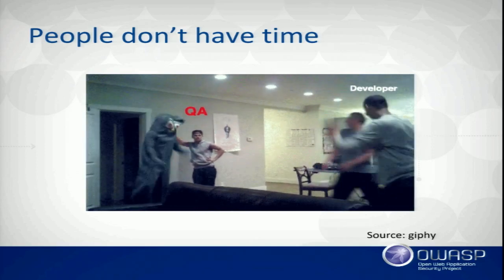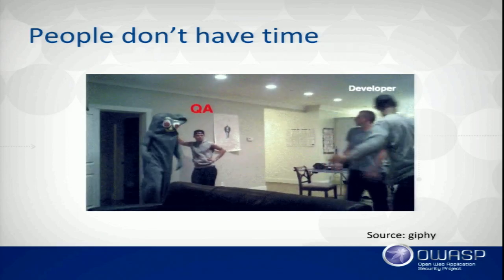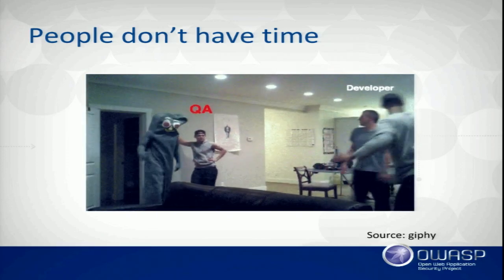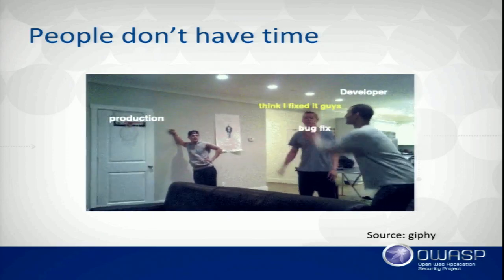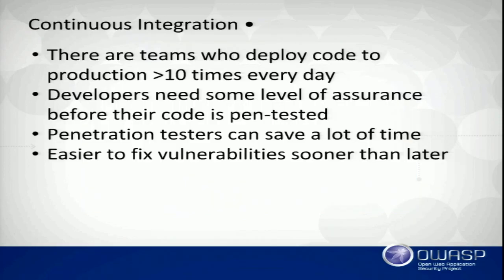Do you want to fix it in test or do you want to fix it in production, et cetera, et cetera, et cetera. So people have their own reasons whether or not they want to fix a vulnerability now or whether they want to fix it in the future. So people don't have time. So we thought it's always nice to automate stuff.